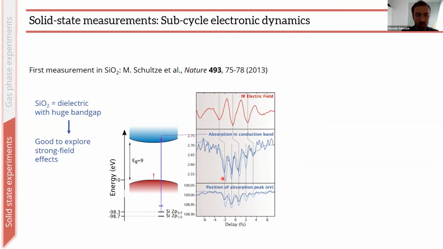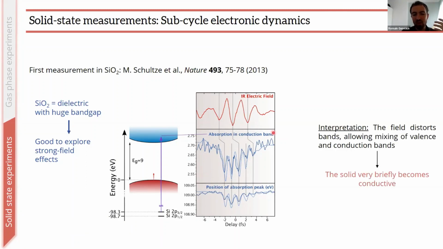And so the way that these oscillations were interpreted is that the driving field is actually strong enough to distort the bands, both the valence and the conduction bands. And it allows a transient mixing of the valence and conduction bands. And so for a very, very short time, the solid becomes conductive. You go from a very insulating solid, but when you drive it so strong, you make it conductive for a fraction of a femtosecond. And so that was a very nice experiment that started a lot of excitement about the subcycle electronic dynamics in solids.